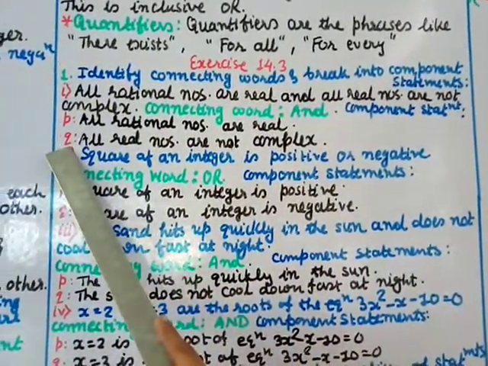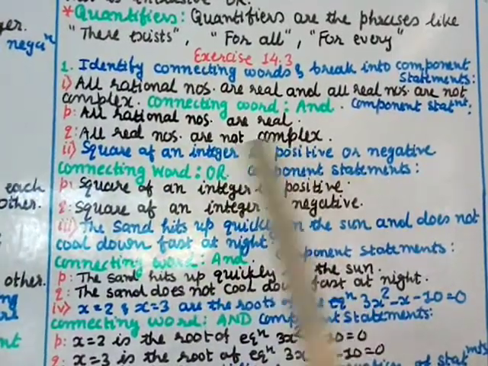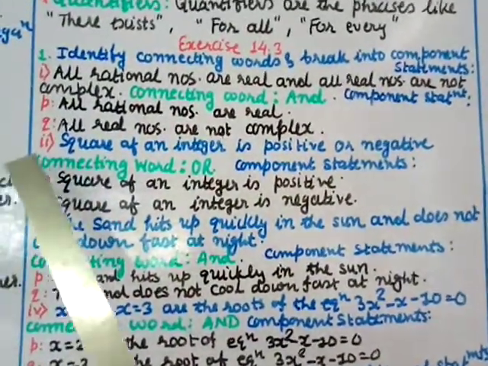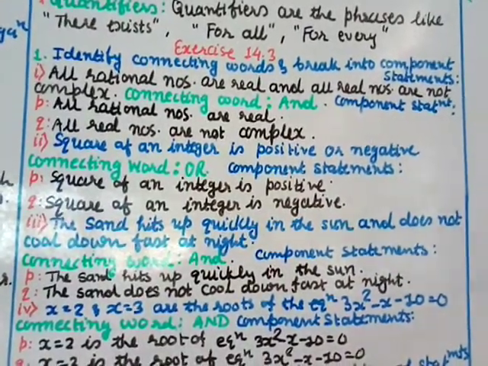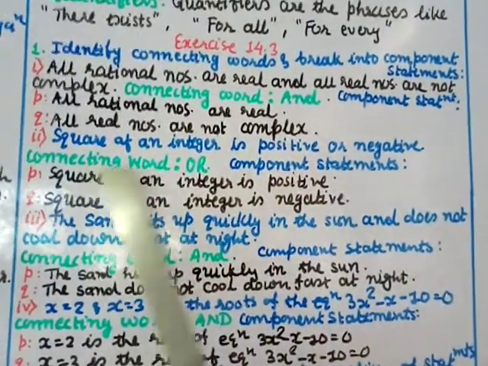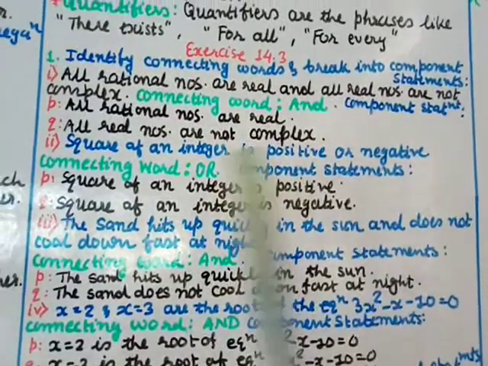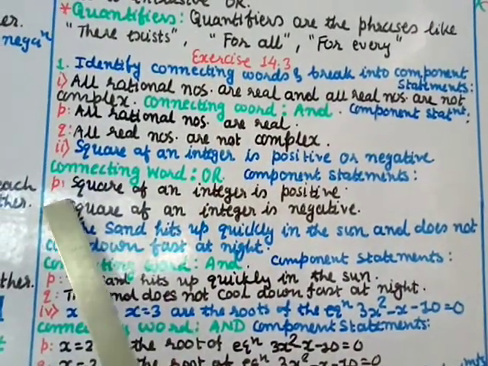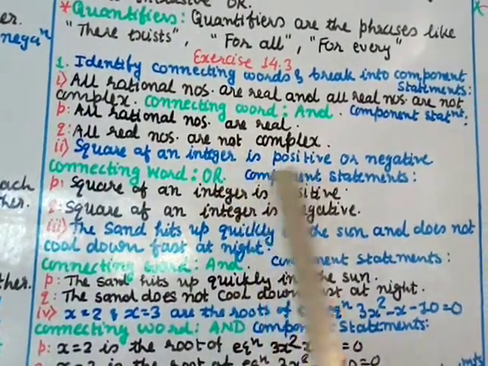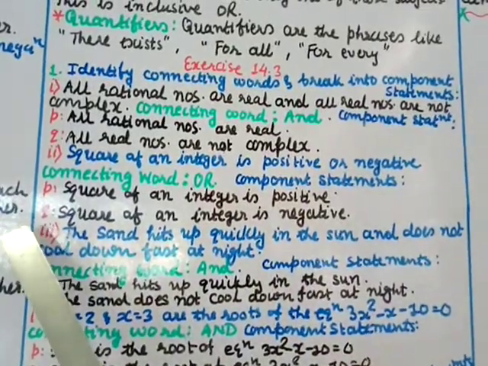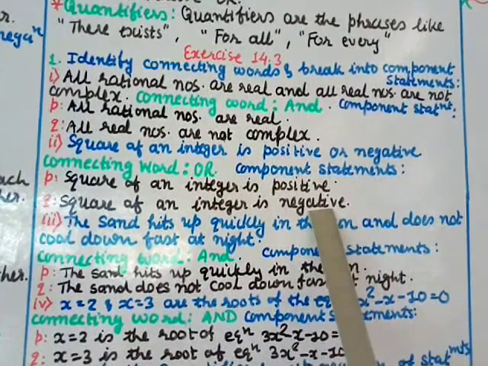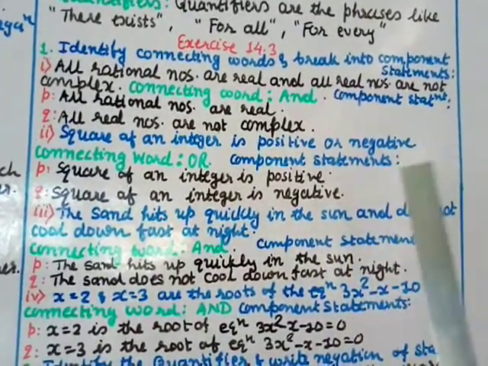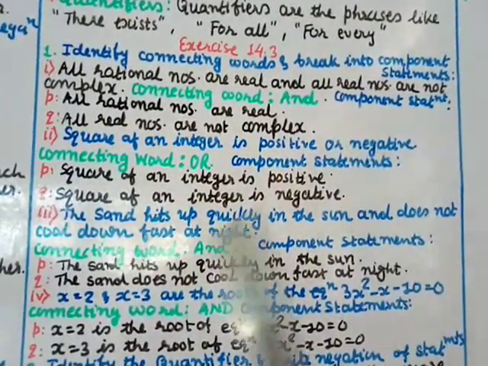So you call it as Q. All real numbers are not complex. Roman number 2, square of an integer is positive or negative. You know here the connecting word is or, right? So the connecting word is or, and the component statements are: the first one, called P, square of an integer is positive, right? And statement Q, that is the second one, is square of an integer is negative, right? So these two statements are connected with the word or, the connecting word or.